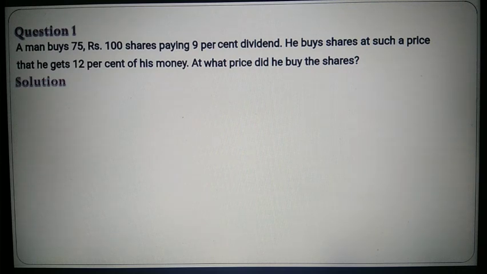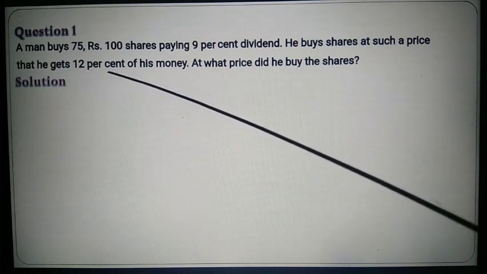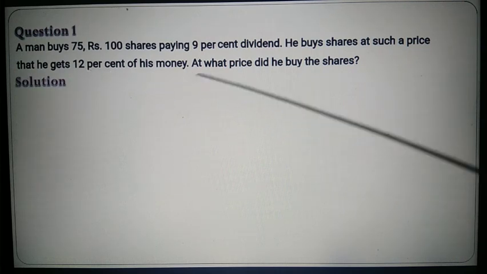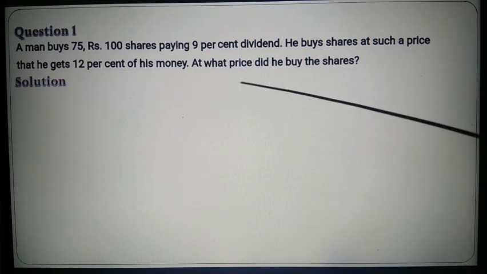He buys shares at such a price that he gets 12% of his money. So at what price did he buy the shares? That means the question is asking us to find the market value, because the price at which he is buying the shares means the market value of the shares. So we are going to find that.